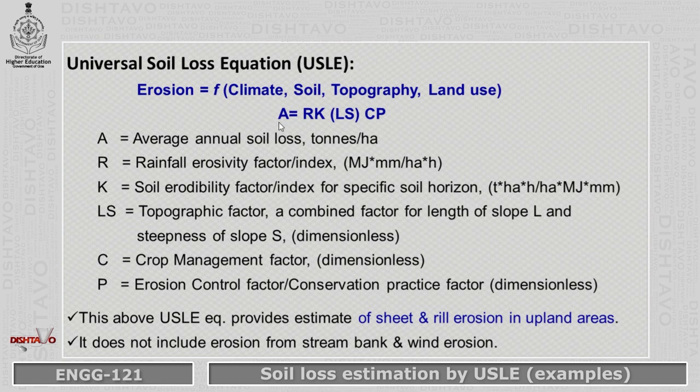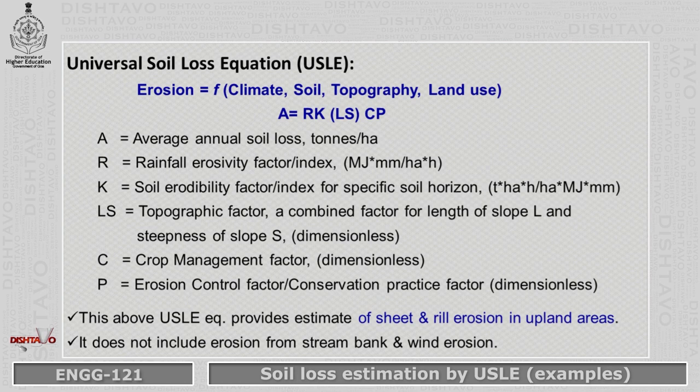So the equation is A = R K L S C P, where A is the average annual soil loss in tons per hectare, R is the rainfall erosivity factor or index in million joule millimeter per hectare hour, K is the soil erodibility factor, LS is the topographic factor, which is dimensionless, C is the crop management factor, also dimensionless, and P is the conservation practice factor or erosion control factor, also dimensionless.